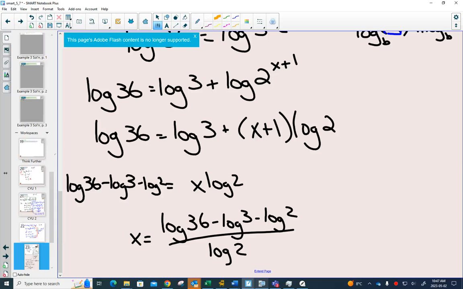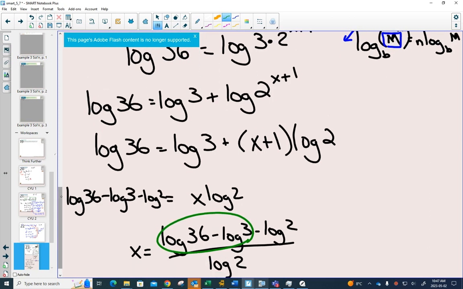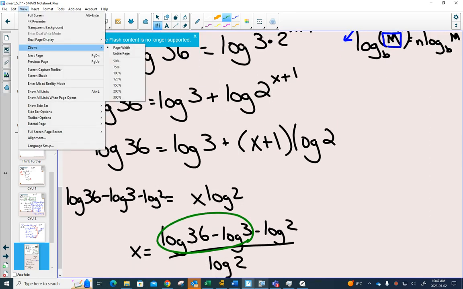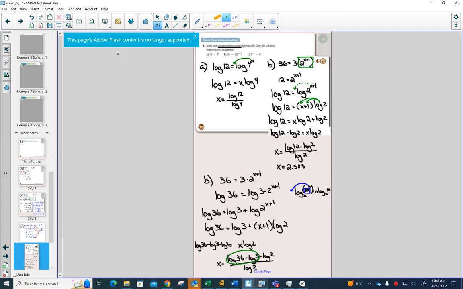And maybe you can see, right? Put a circle around that. I'm going to put a circle around that. What's your log law for subtracting? Divide. 36 divided by 3 would be 12. So they are the same thing.